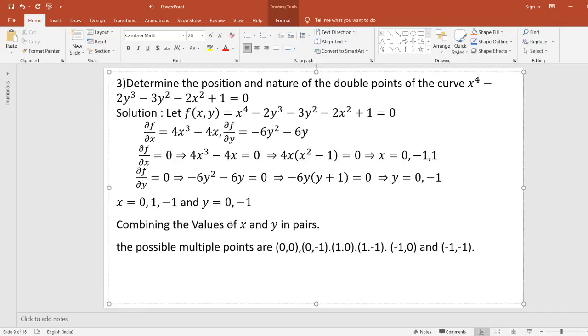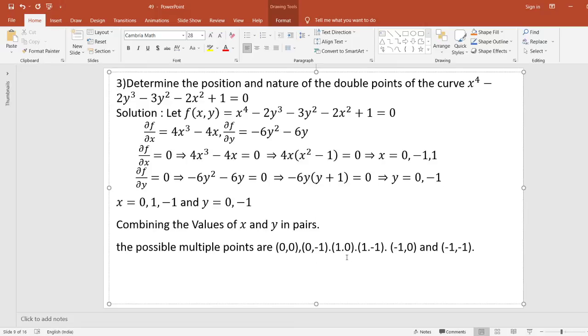So, combining these values of x and y in pairs, what we have? (0, 0), (0, −1), next (1, 0), (1, −1), (−1, 0), (−1, −1). These are the 6 points. These are the possible 6 multiple points, but we have to find out the double points. These points should satisfy the given curve. Those points we call the double points.